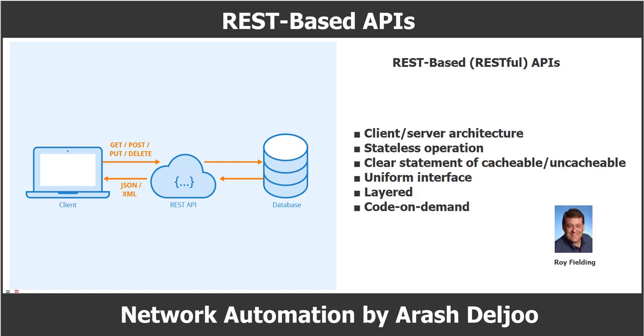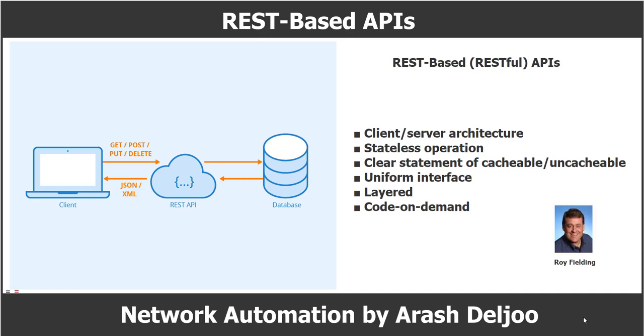About REST-based or RESTful APIs, we can say REST APIs follow a set of foundational rules about what makes a REST API and what does not. First, from a literal perspective, REST APIs include the 6 attributes defined a few decades back by its creator, Roy Fielding. Those 6 attributes are client-server architecture, stateless operation, clear statement of cacheable or uncacheable, uniform interface, layered, and code on demand.